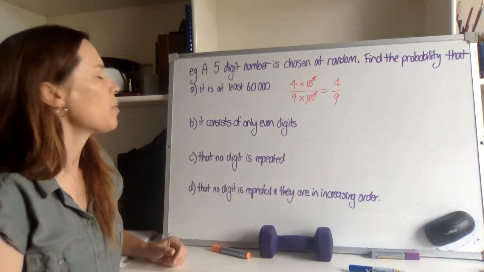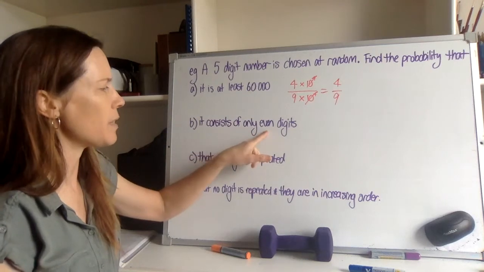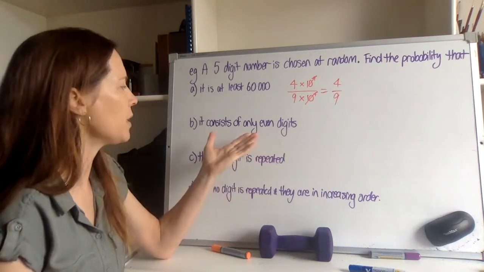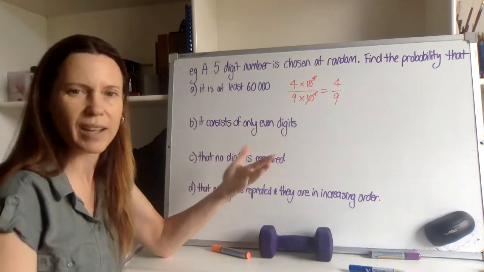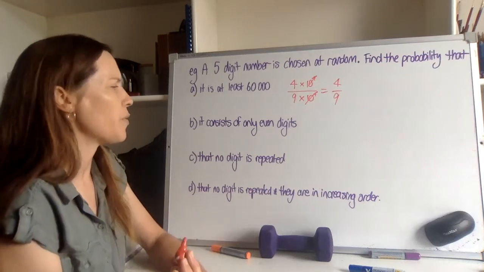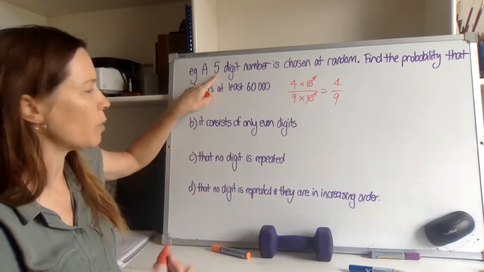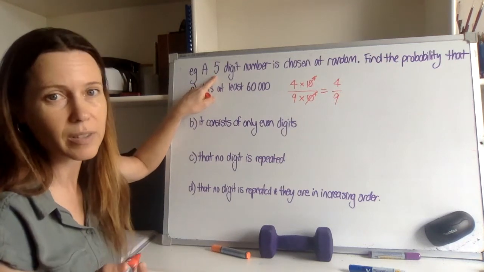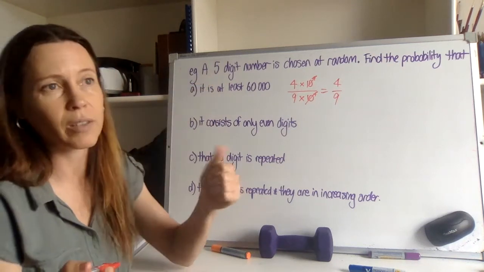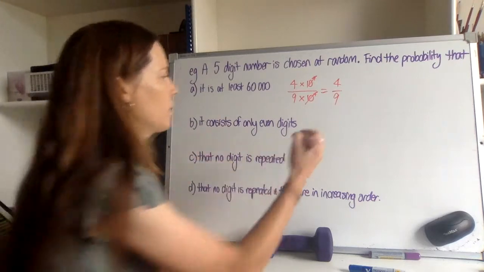All right, what's the probability that it consists of only even digits? All right, well, let's use this method of sort of acting it out, I suppose. If we've only got even numbers to choose from and it needs to be a 5-digit number, we've already considered it can't start with a 0. So it could start with 2, 4, 6, or 8. There's 4 choices there.